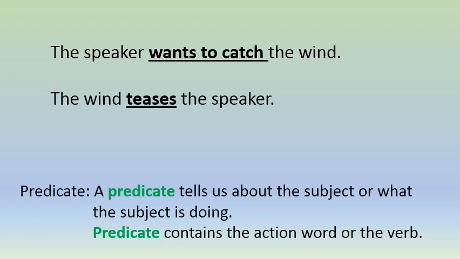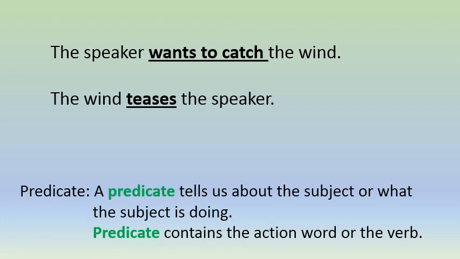A predicate tells us about the subject or what the subject is doing. Predicate contains the action word or the verb. Children, you already know what a verb is. Verb is nothing but an action word. Isn't it, children? Yes, a predicate tells us about the subject or what the subject is doing.